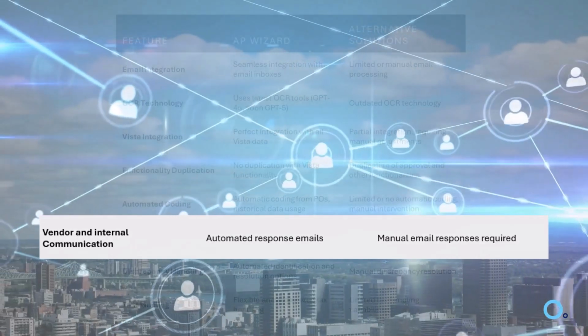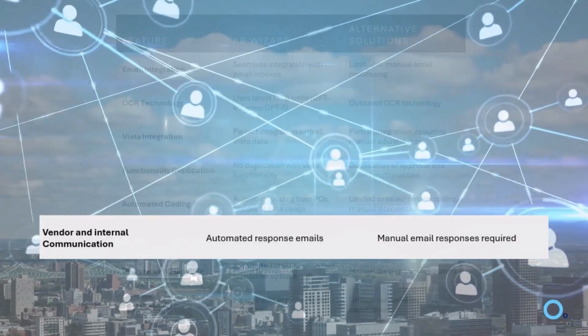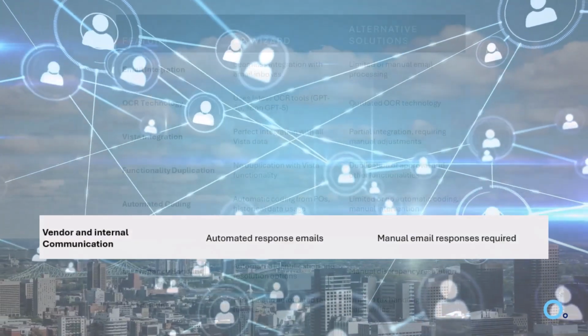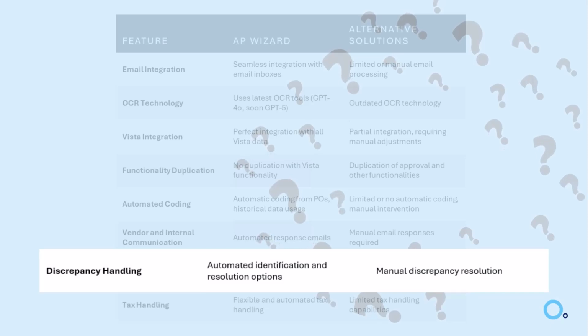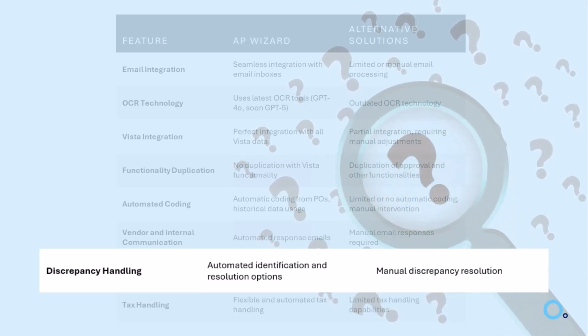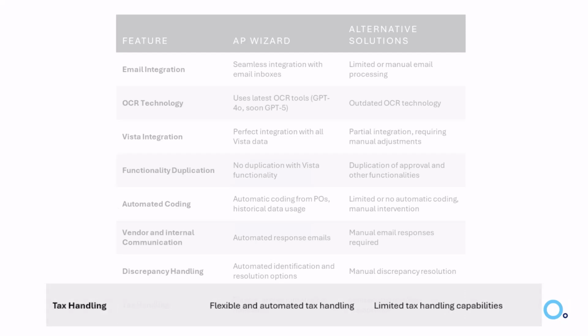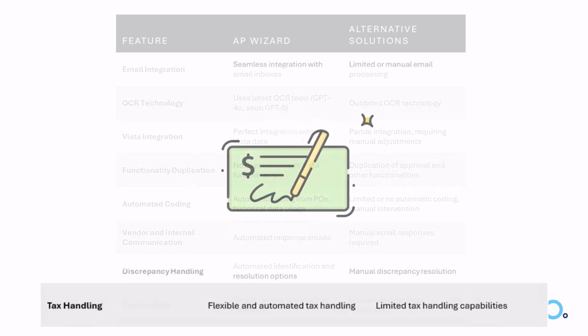If you're missing information or have incorrect tax amounts, our templates can automatically send out the necessary details to vendors and project managers. We can identify discrepancies in line item details smoothly and provide resolution options. Lastly, we offer advanced workflows to manage taxes seamlessly.